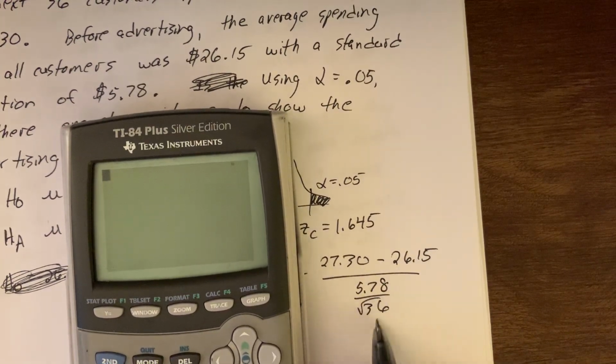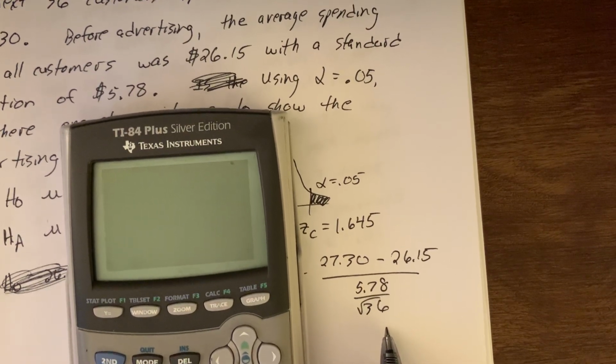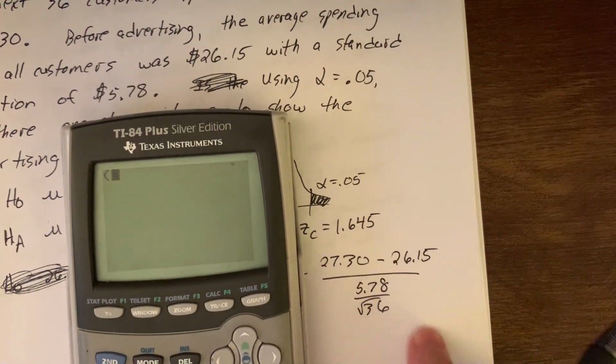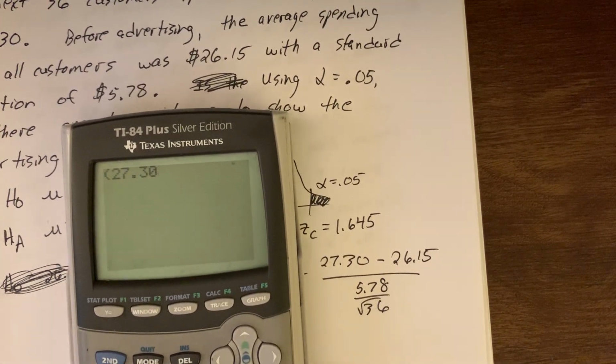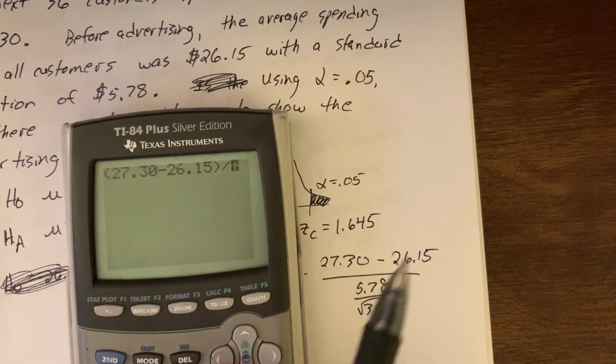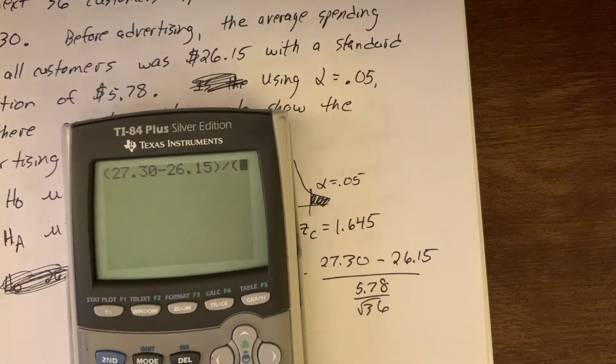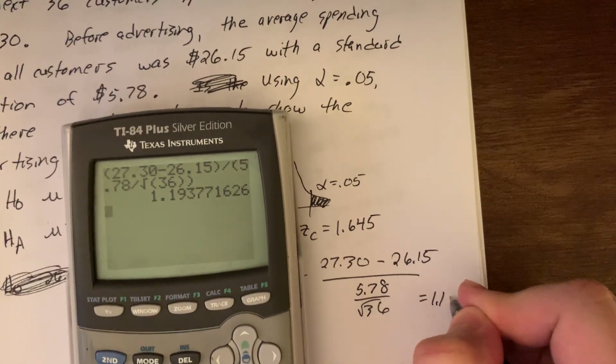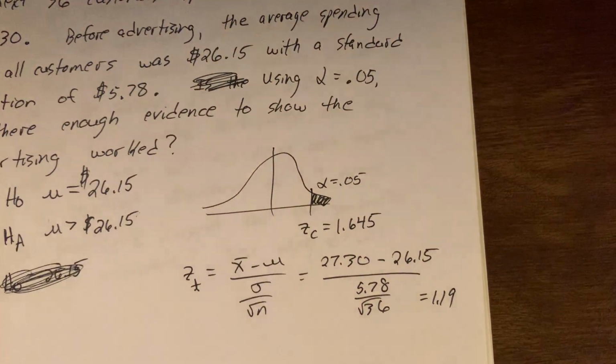This one's not bad. Here you'll probably get some ugly decimals, so just don't round, right? Try and get a lot of decimals, and then do the rounding on your next part, on your answer, or all at once. But if you do it all at once, good use of parentheses. 2730 minus the 2615 divided by the quantity of 5.78 divided by the square root of 36, close the square root parenthesis, close the parenthesis for the denominator, and I get a 1.19 z-score.